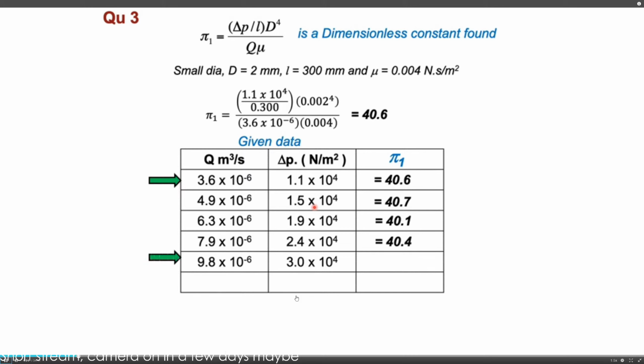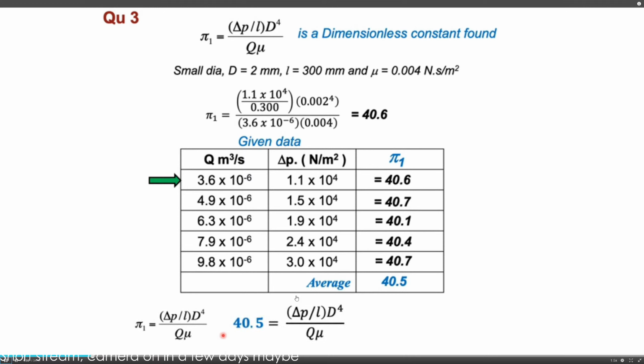pi group 1, and then the next higher flow rate. So you'll notice that as you increase the pressure drop, the corresponding flow rate becomes higher and higher. Or on the other hand, when you increase the flow rate, the pressure drop between the 2 points, which are placed 300 mm apart, becomes higher and higher. But still, this is the dimensionless constant, which is about 40.6, 40.5. So this constant is equal to 40.5, all right?